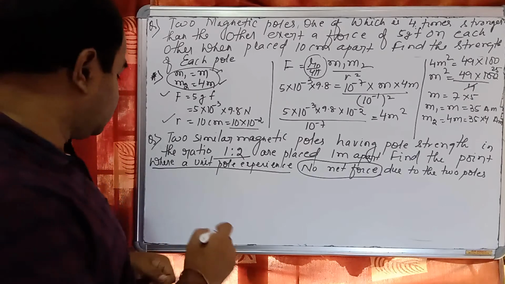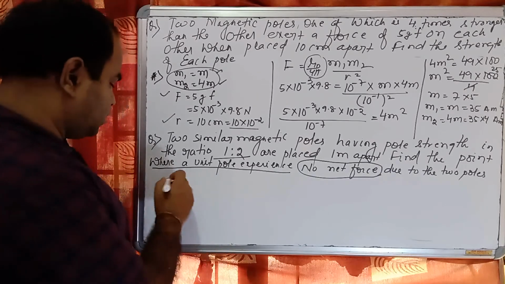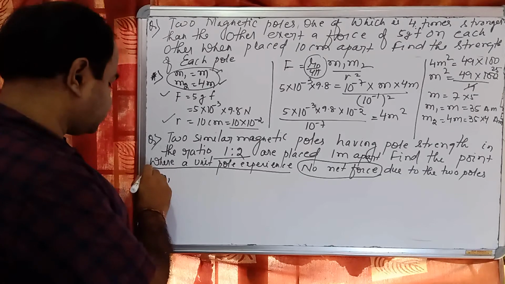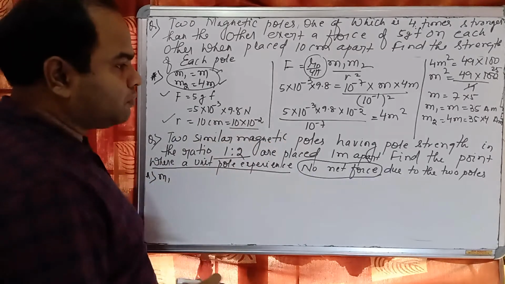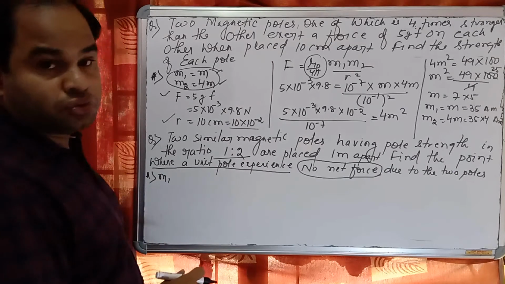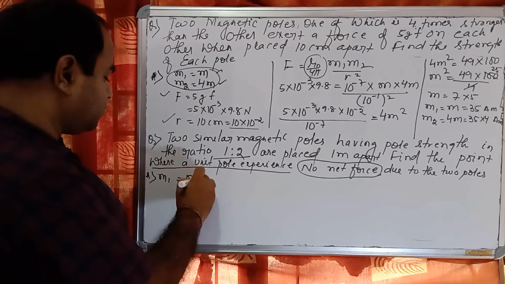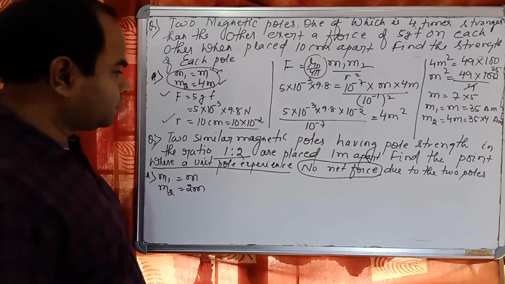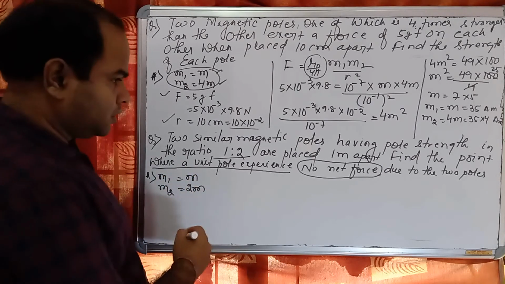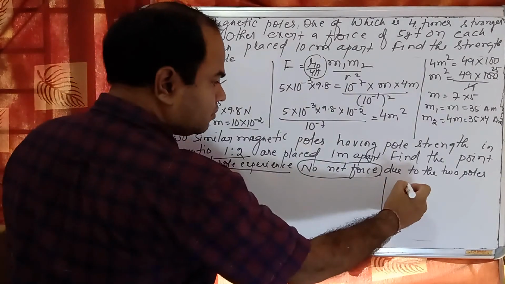Two similar magnetic poles having pole strength in the ratio 1:2. So m1 is m, m2 is 2m. They are placed 1 meter apart. So they are placed 1 meter apart.